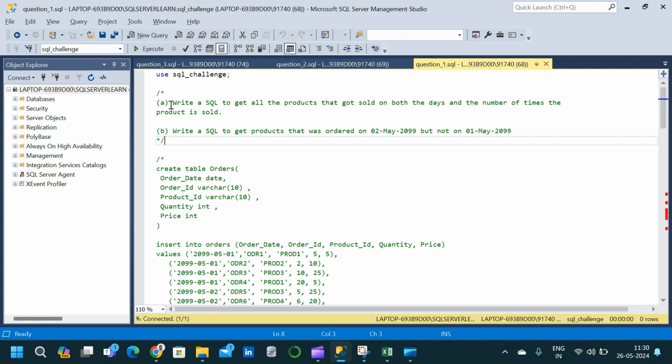So our first question is, write a SQL to get all the products that got sold on both the days and the number of times the product is sold. Let me go through the input table and then I will show you the expected output. So this is the first part of the question where we have to get the output such that we want all the products that got sold on both the days and the number of times the product is sold.